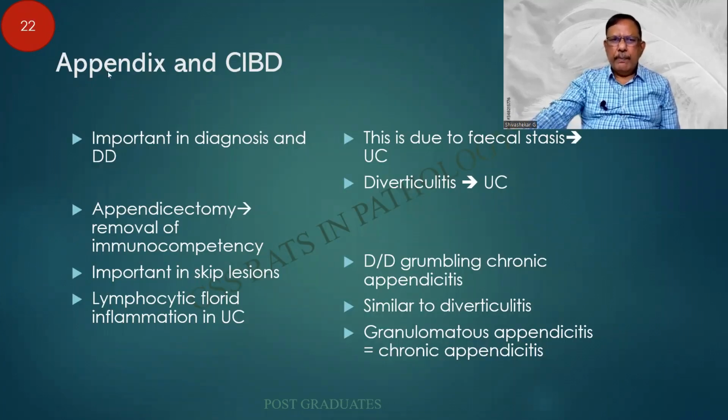Now, what about the appendix and chronic inflammatory bowel disease? It is important because this can be part of a chronic inflammatory bowel disease. However, when we do get a specimen of an appendix, we concentrate more on acute appendicitis, subacute appendicitis, or chronic recurrent appendicitis. But seldom do we realize that it can be part of an inflammatory bowel disease.